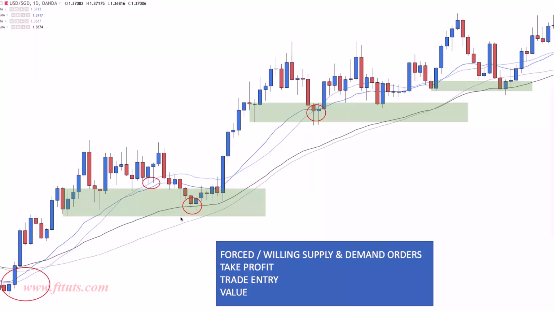If you are entering new trades at this area, then this is going to be willing demand. If you've bought up here, or sorry, sold up here, got short, and you're taking profit down here, this is going to be forced demand.